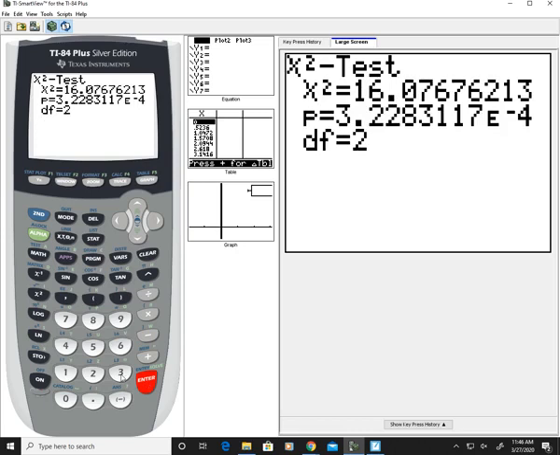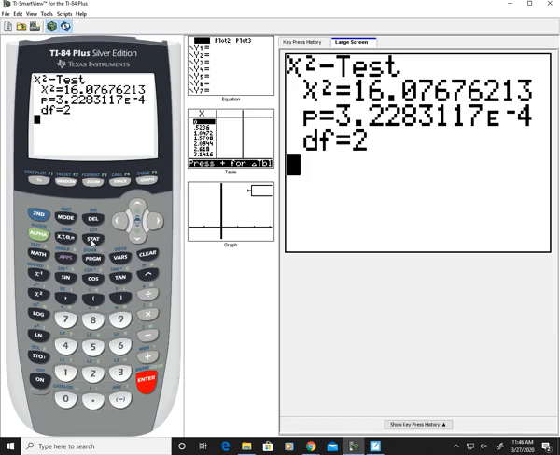So that is, and don't be fooled by that 3.2. It's 3.2 times 10 to the negative 4. That's incredibly low. There seems to be a relationship between your anger level and coronary heart disease. And because we rejected, we actually would need to come up with the contributions for this matrix. So we actually would need to do that.